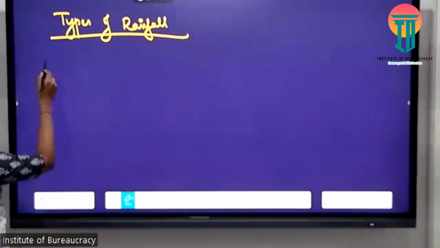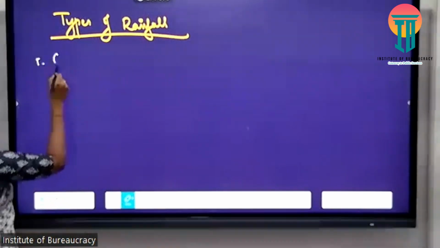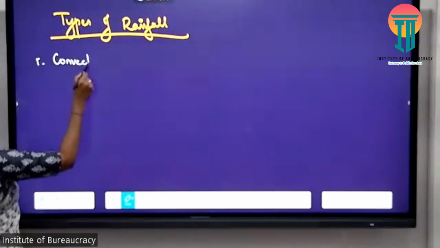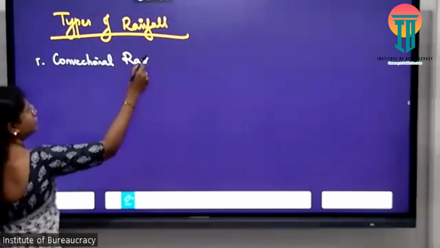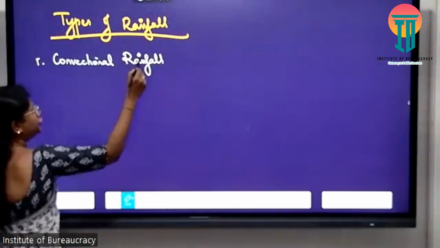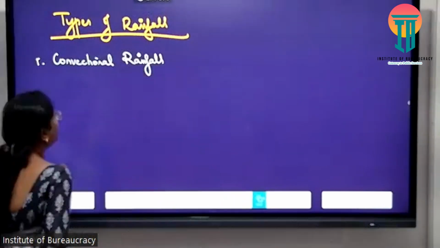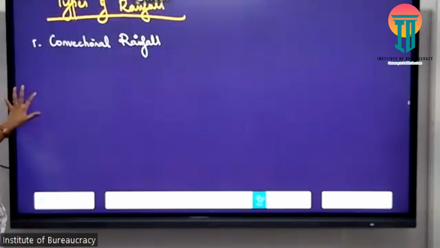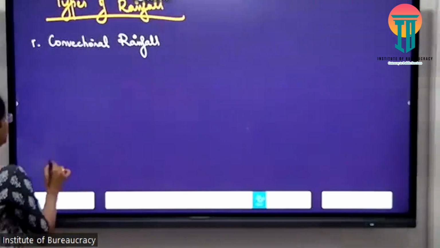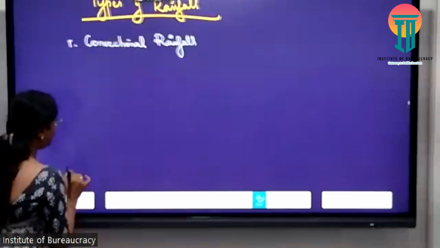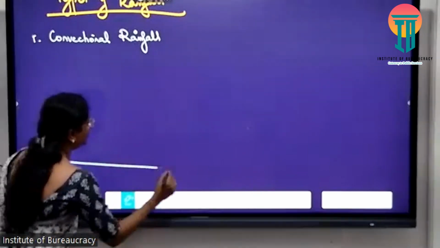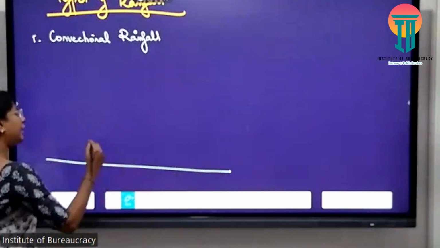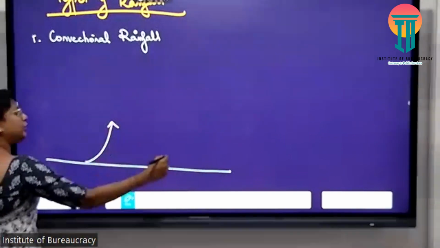So, types of rainfall. There are 3 important rainfalls. One is convectional rainfall. Rainfall primarily due to convection is known as convectional rainfall. Whenever there is intense heating of land, or more insolation, the warm air would ascend.